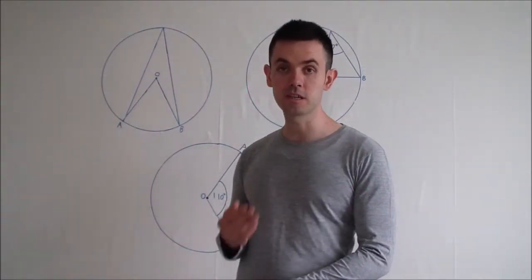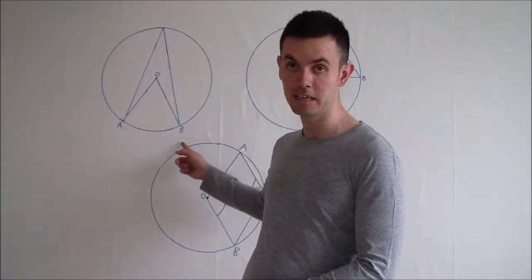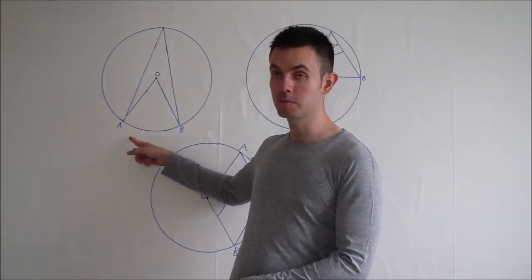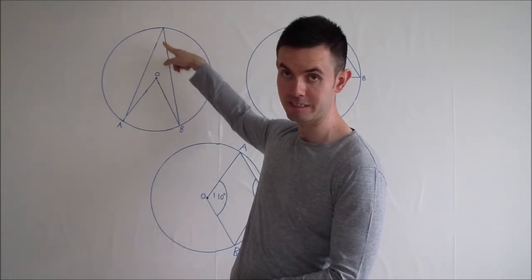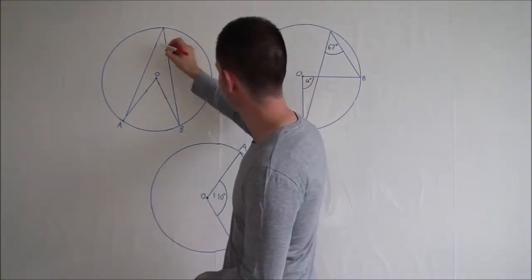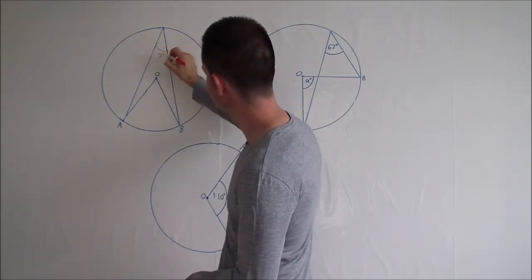Take 2 points on the circumference of a circle, A and B, forming an arc, AB, and draw lines from each of these points up to the top of the circumference here. It forms an angle which we're going to call angle X. Just write that in.